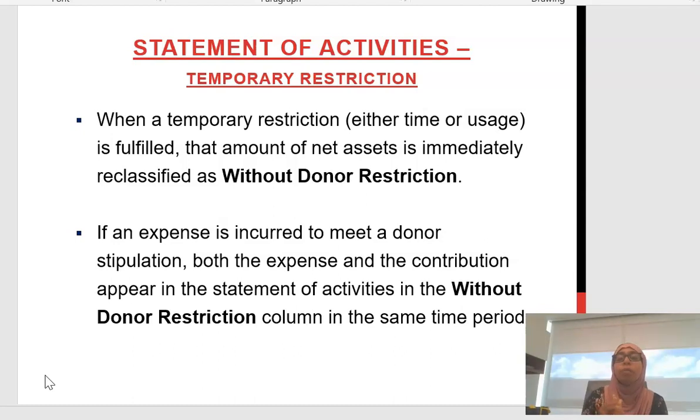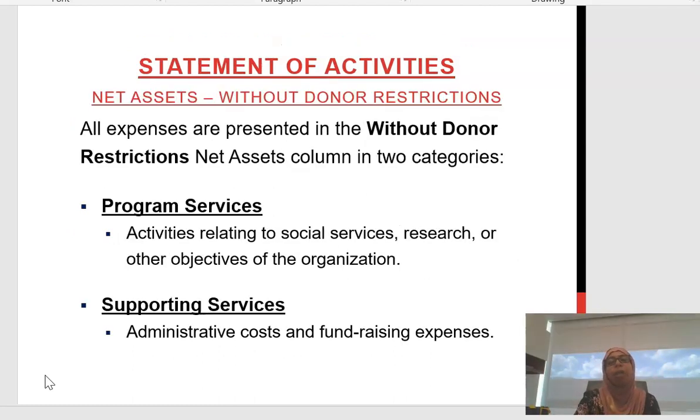And remember, if you want to spend on anything, any expenses, you need to do it from without donor restrictions net assets. So you may have some net assets with donor restrictions, and that will be used for a specific purpose. But remember, you need to move it from with restriction to without restriction and then spend it. That means we will also do a reclassification journal entry before recording that expense related item.